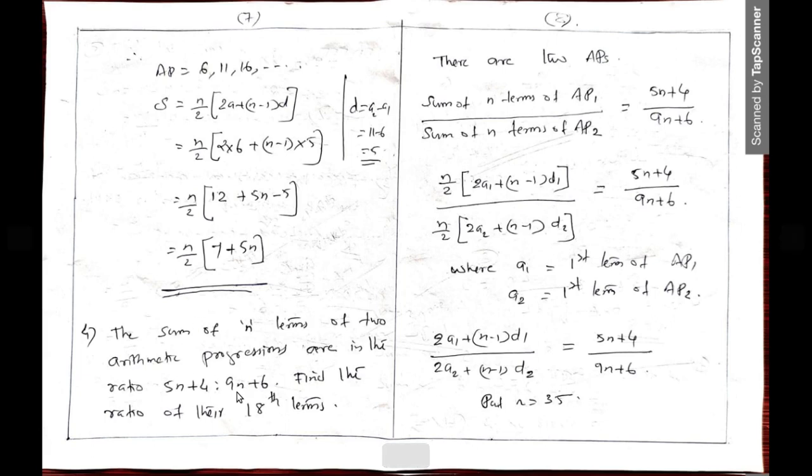5n plus 4 is to 9n plus 6. That is, 5n plus 4 divided by 9n plus 6. Okay, so this is by the question. So what is the formula? n by 2 into 2a plus n minus 1 into d.